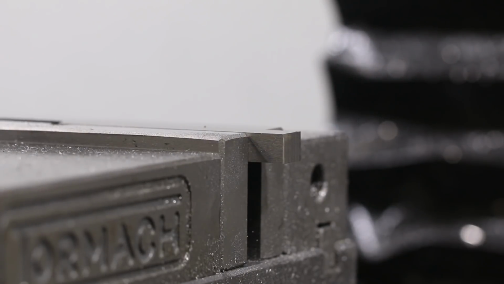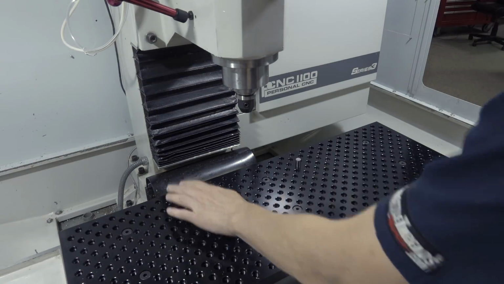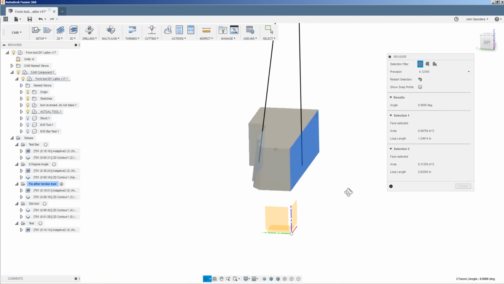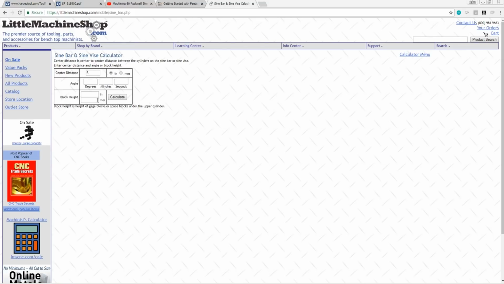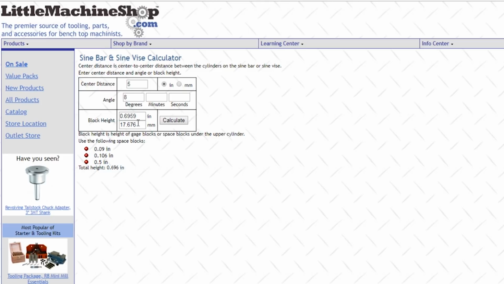So now we're gonna rotate that vise 90 degrees, and that's going to let us use a sine bar with a set of gauge blocks to tip this part up at the required 8-degree angle. If we need an 8-degree angle with a sine bar, we like the little machine shop sine bar calculator. 8 degrees, calculate. Tells me I need a 0.696 set of gauge blocks.